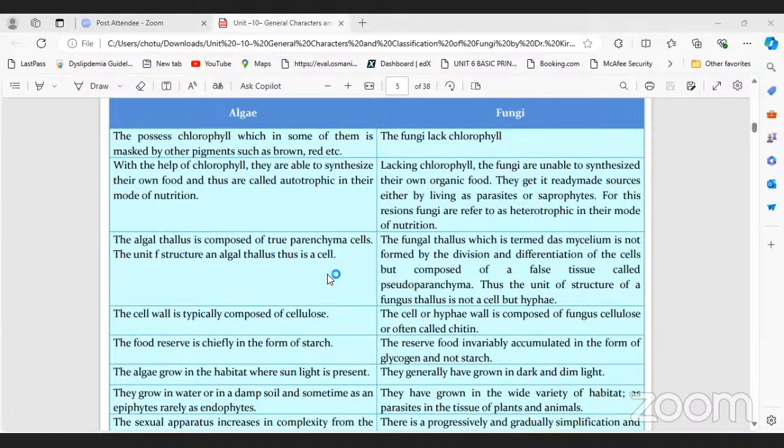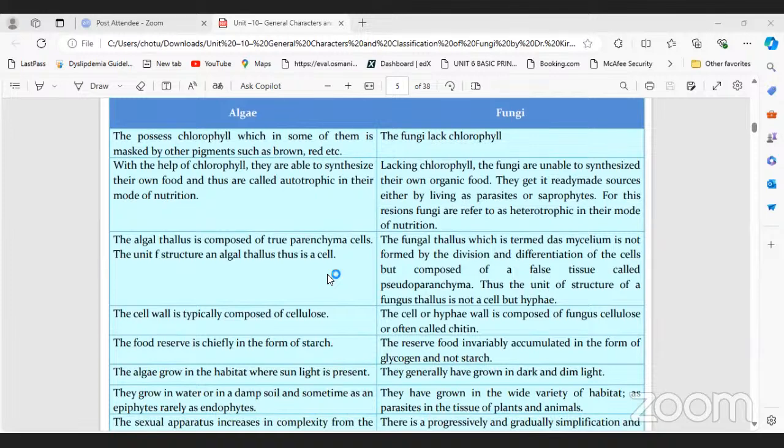Okay. Coming to the fungi. Here, the fungal thallus is termed mycelium. See, the algae plant body is called thallus. The fungal plant body is called mycelium. It is not formed by division and differentiation of the cells, but is composed of false tissue. The false tissues are present in this mycelium.